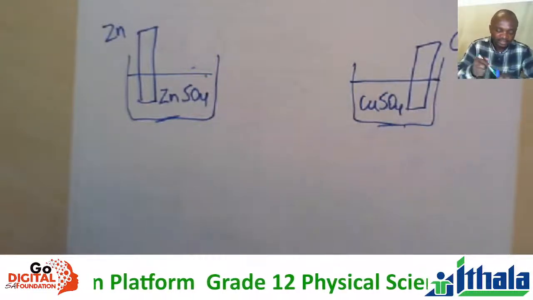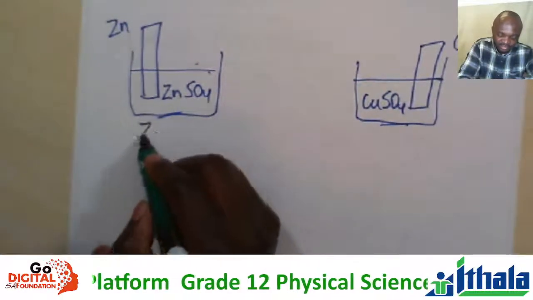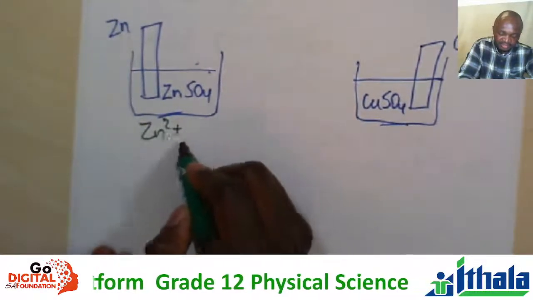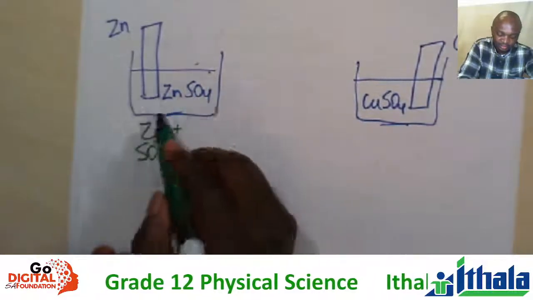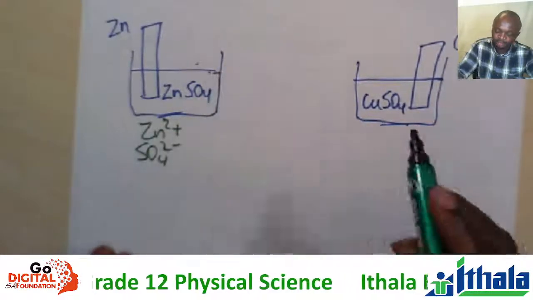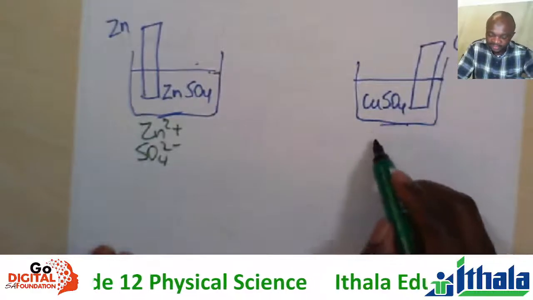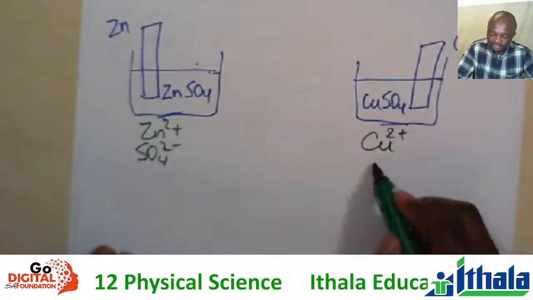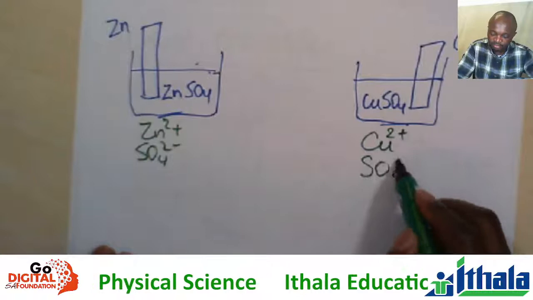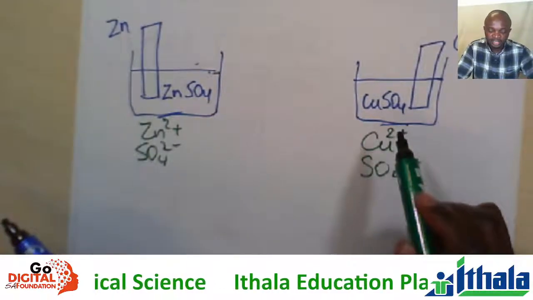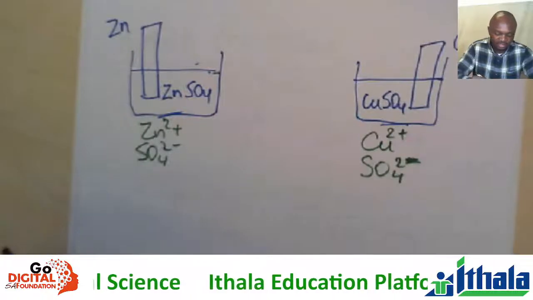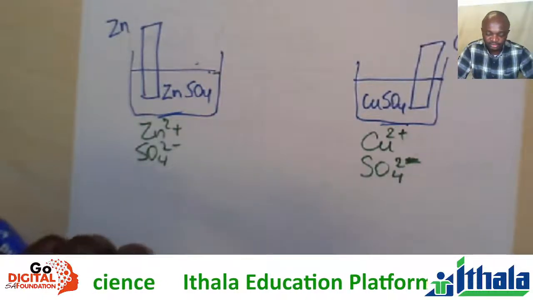Ngala nginani ngino-Zn2+ no-SO4 2-. Yona ama-ion ngiwaphethe kule solution. Le solution yesibili inani Cu2+ no-SO4 2-. That SO4 2-. Now what will happen? Yazi ukuthi ama-electrons can pass through what?